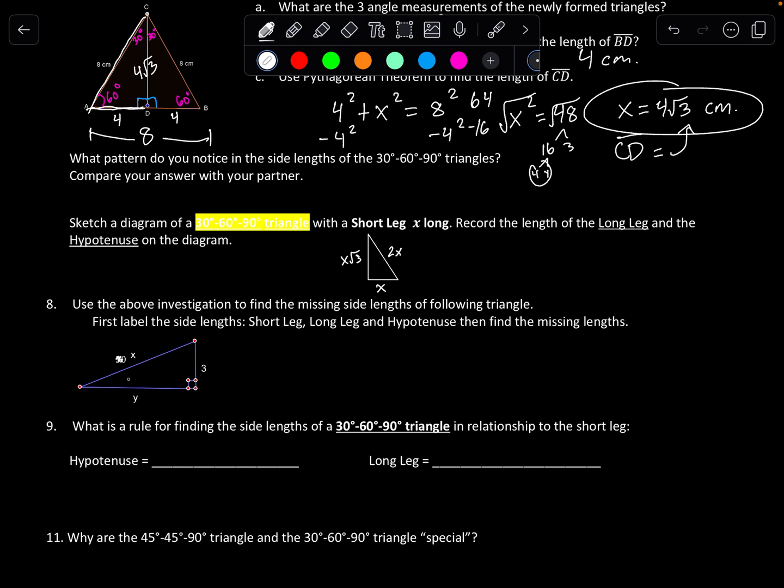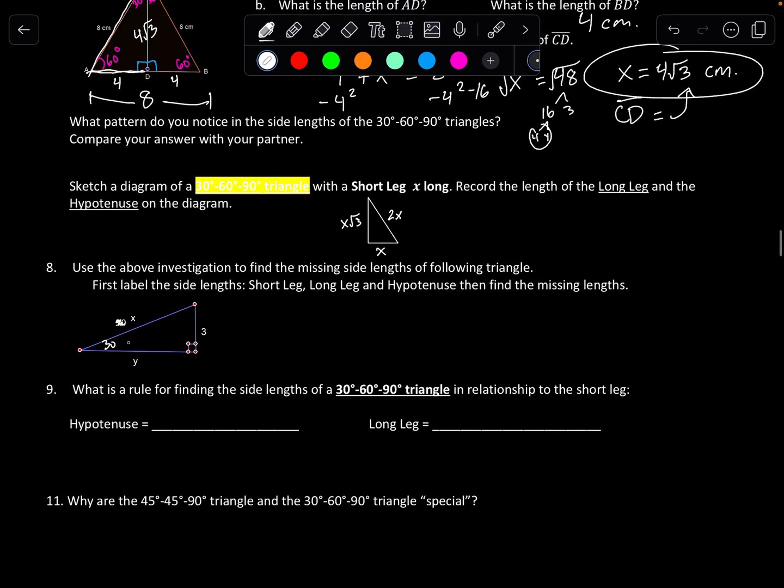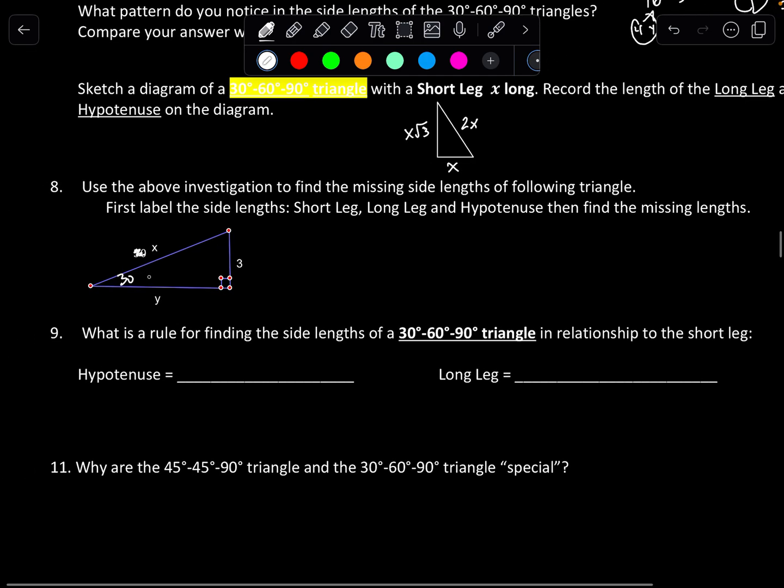All right, this 30 should really be down here. That's 30 degrees. So use the above investigation to find the missing side lengths. Well, if this is 30 degrees, that means this is the short leg. Therefore, y is the long leg, so this will be 3 times root 3. And the hypotenuse is 2 times 3, which is going to be 6.